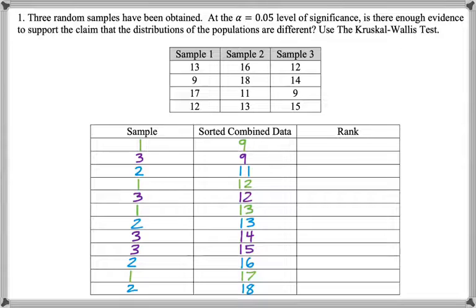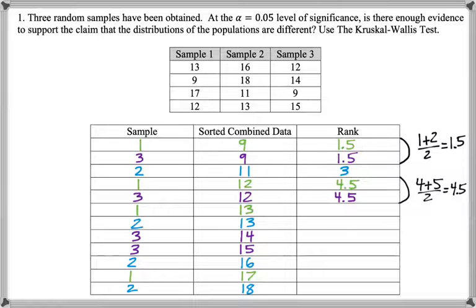Now we need to rank these. So there's a tie for the first and second rank. So we need to take the average. So 1 plus 2 divided by 2 is 1.5. So both 9s get a rank of 1.5. 11 gets a rank of 3.